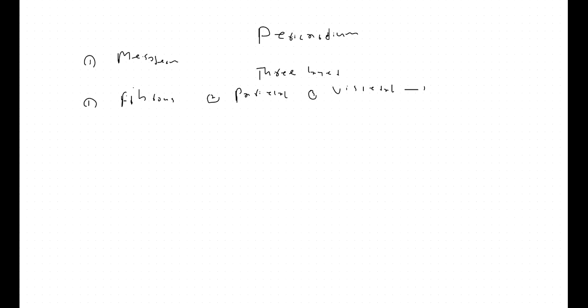Between the visceral pericardium and the parietal pericardium, there's a space called the pericardial space. It contains a small amount of fluid which acts as a lubricant and reduces the friction in the heart. So can anybody tell me what the functions of the pericardium are?